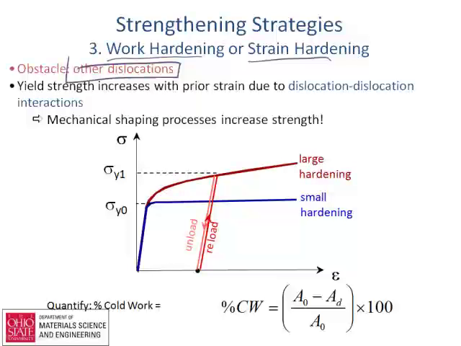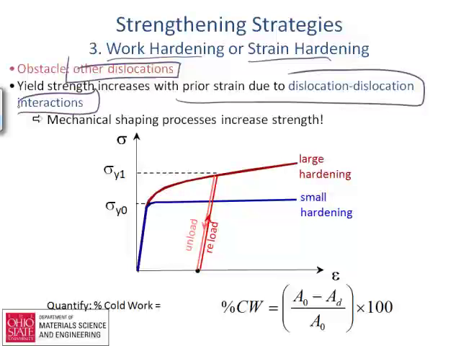They end up interacting with one another, and that ends up increasing the strength of the material. So the strength increases due to dislocation interactions. So here again is a stress strain curve like we talked about last time. Stress, strain. This would be the elastic part characterized by the elastic modulus. And here's a material with small strain hardening.